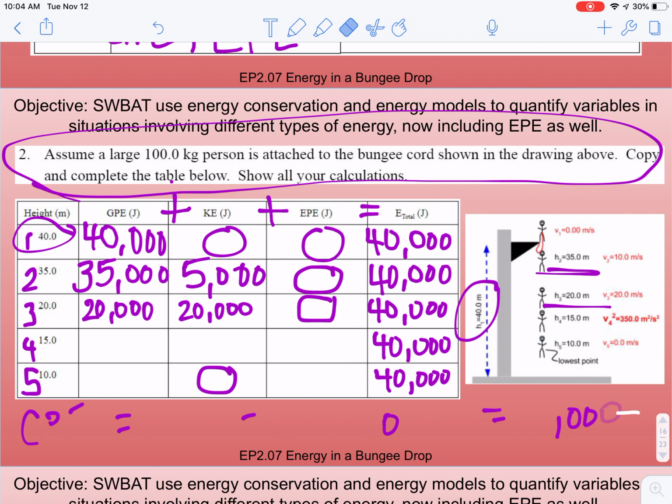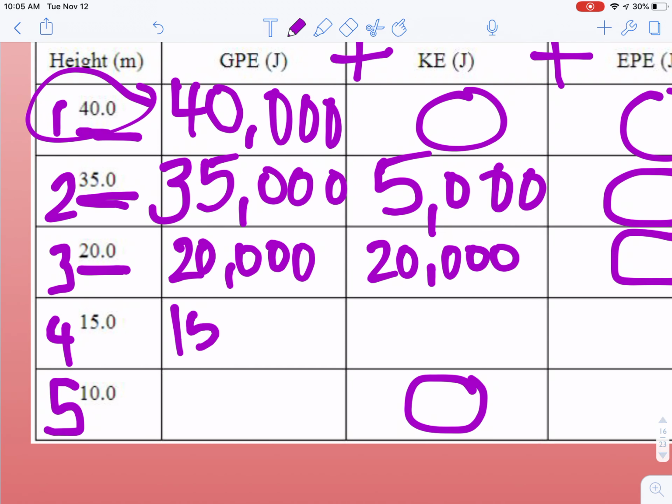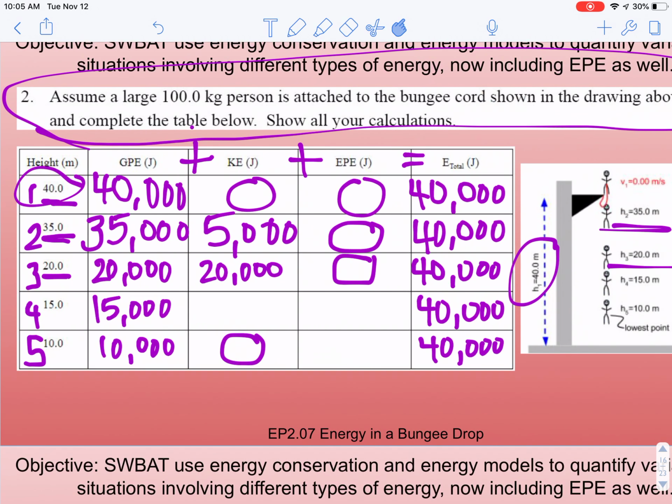And we're moving on. So hopefully you guys are kind of seeing a pattern here. I'm not going to do GPE 4 or 5 out. If you guys look, we're basically multiplying by 1,000 every time. So if you look at the height here, it's 40, and the GPE is 40,000. Here it's 35, 35,000. There it's 20, 20,000. So this is going to be 15,000. This is going to be 10,000.